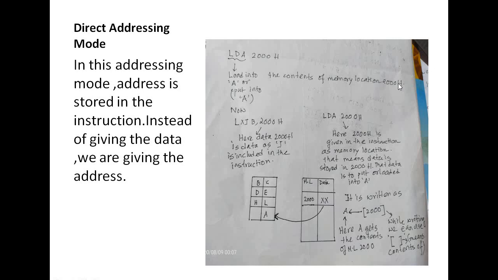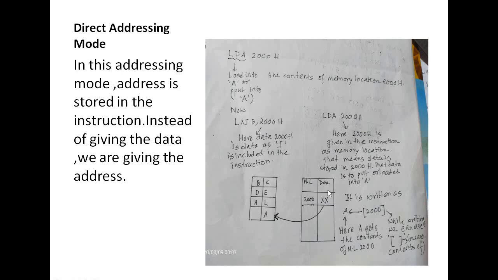Suppose in 2000H memory location there is some data. That data of 2000H will get loaded into accumulator. Clear? Now see here, this is a memory location 2000H, some 8-bit data. I have taken XX, whatever you want to take. That 8-bit data will get loaded into accumulator.